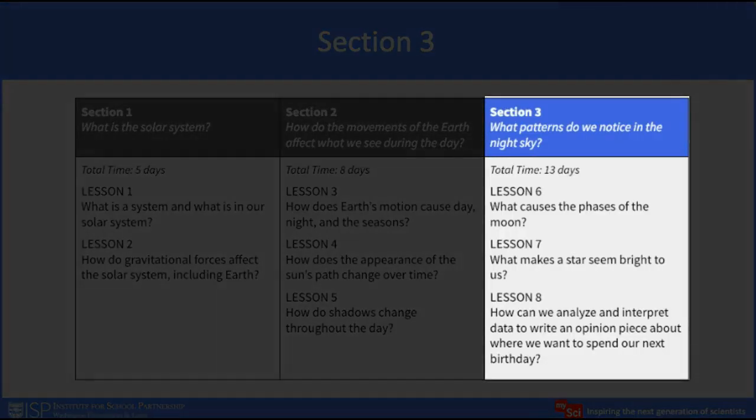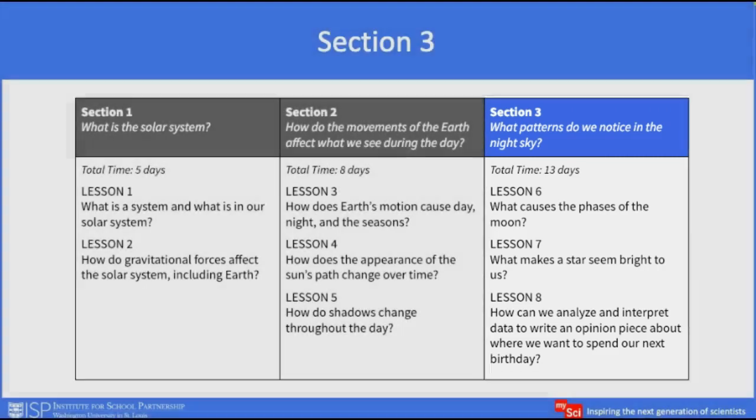Section 3 focuses on patterns we observe in the night sky, including moon phases and star brightness. Section 3 also includes the culminating design challenge. This section will take about 13 days.